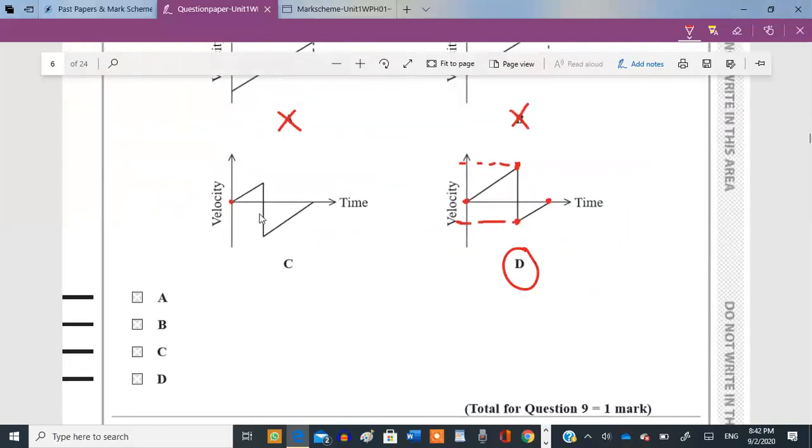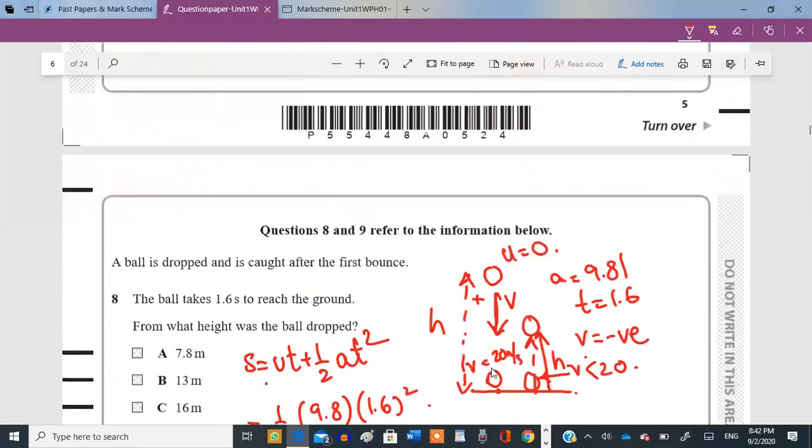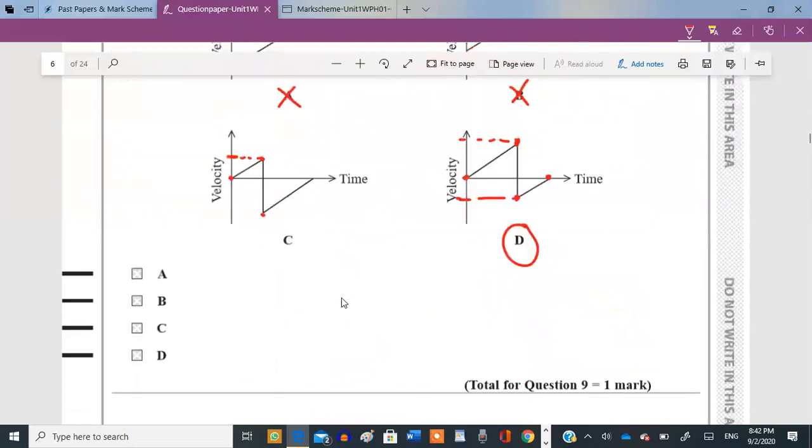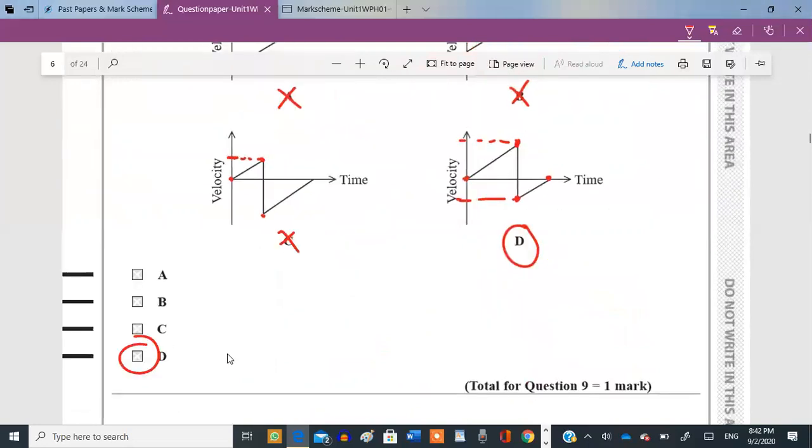It cannot be C because in C, if you look at the velocities, the positive velocity is less than the negative velocity, which is wrong. By the positive, they mean this part of the journey. So this velocity can either be equal to or more than the velocity with which the ball leaves. It can never be less than the velocity with which the ball leaves. It cannot be C. D is the answer. Get it?